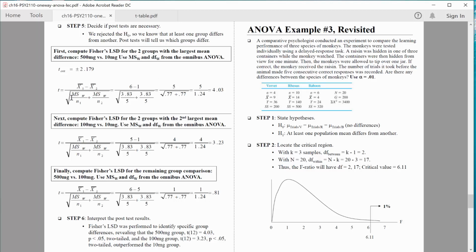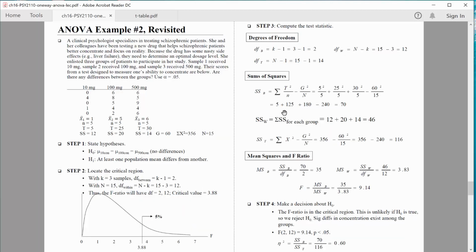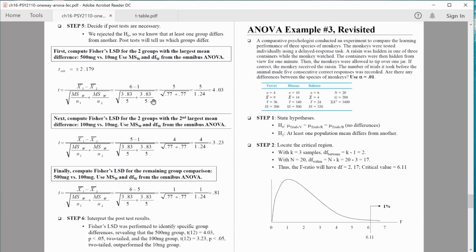Now remember, in our formula, we're going to take mean square within groups and put that in the numerator of each one of these fractions. So I come back and look at my ANOVA calculations, and mean square within is right over here. Remember, that's variance within groups. And I can see that equals 3.83. So I come back to our equation. I'm going to put 3.83 in each one of these numerators. I need to divide by the number of people in each group, and we had 5 people in each group.